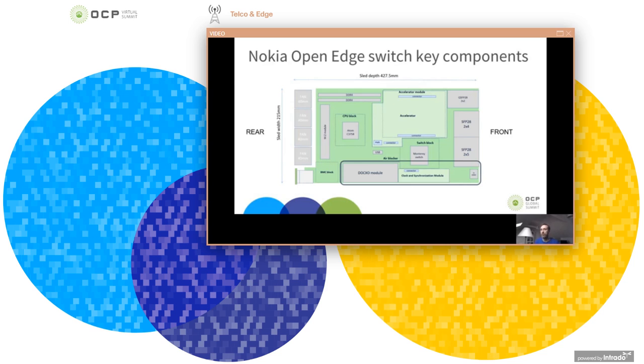In the lowermost part of this picture, we have the clock and synchronization subsystem, which also includes a doubler of an oscillator module and the HDMI input and output connectors for the timing and synchronization.